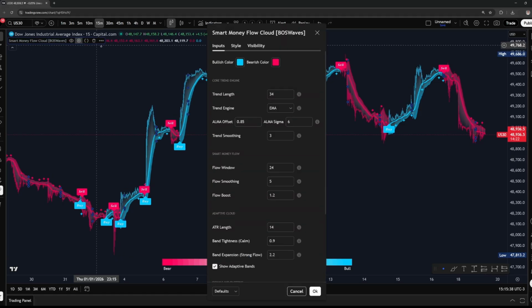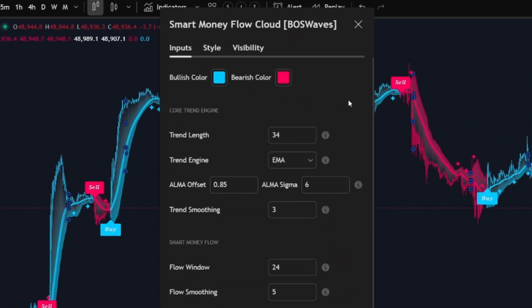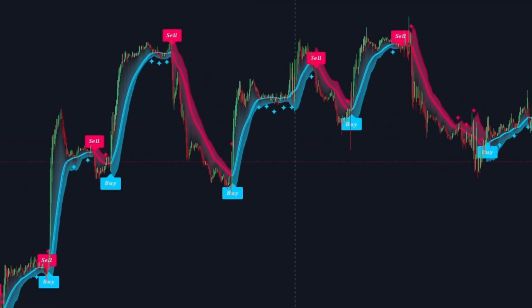Before looking at the signals, open the indicator settings. The default configuration works well, but you can adjust the trend length and flow smoothing to better match your preferred time frame. Now, let's look at how the signals work.